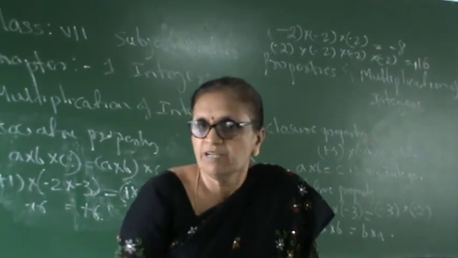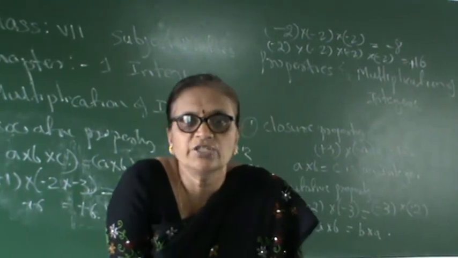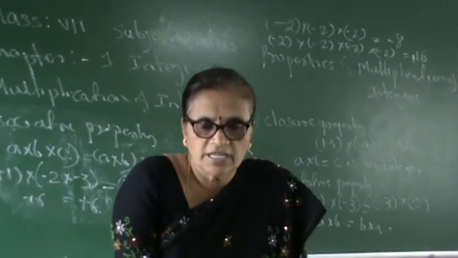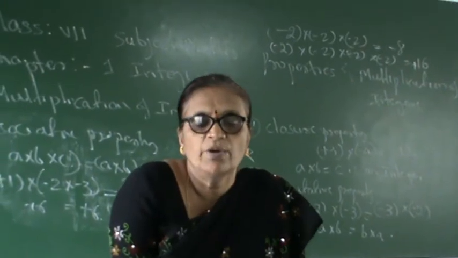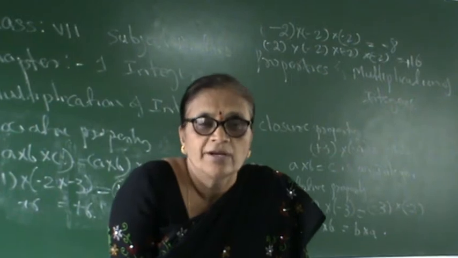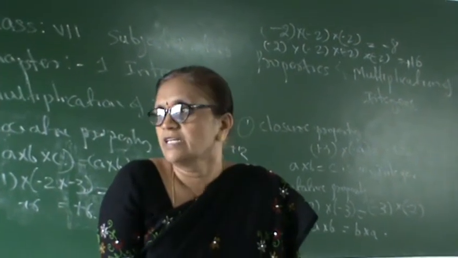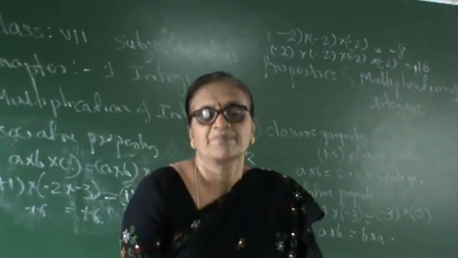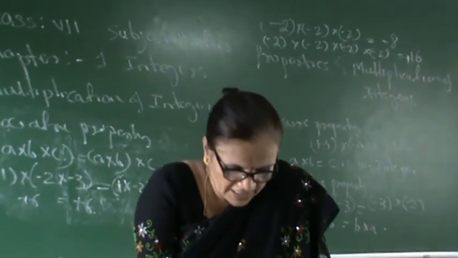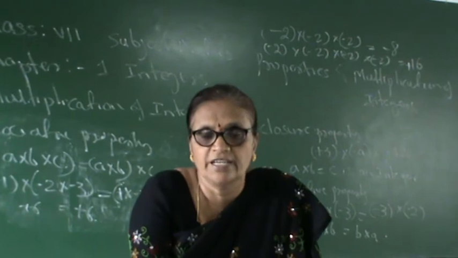One more important property of multiplication is multiplication by 0. Any number, any whole number, any natural number, any integer, if you multiply with 0, the product will be 0 always. Whatever big number it is, if you multiply, the product will be 0. One more property is called multiplicative identity.